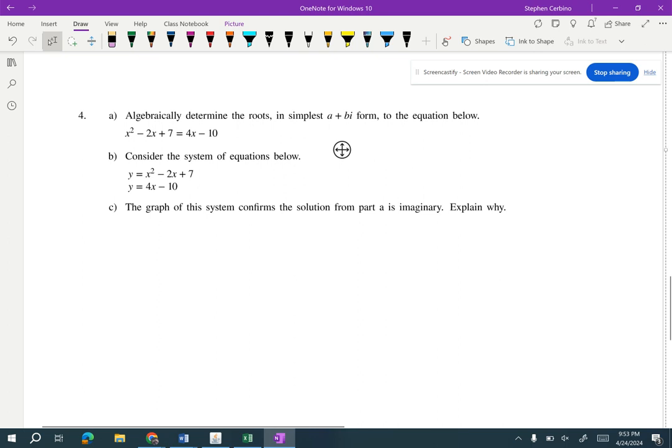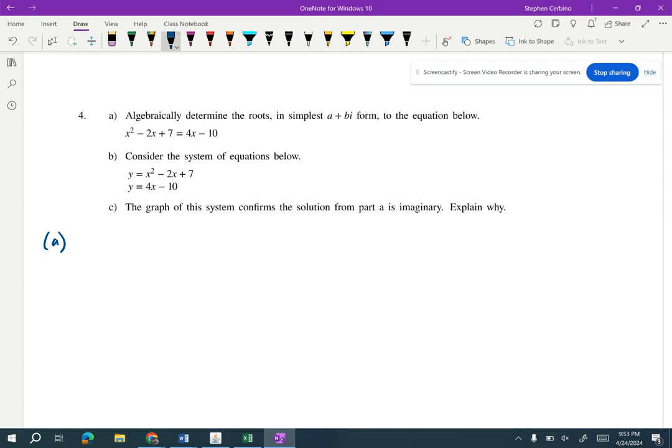Let's try this last one. This has multiple parts. This is definitely more than a 2-point free response question. If I remember correctly, it was a part 3, so this is worth 4 points. So it says algebraically determine the roots in simplest a plus bi form to the equation below. So let's do part A first.